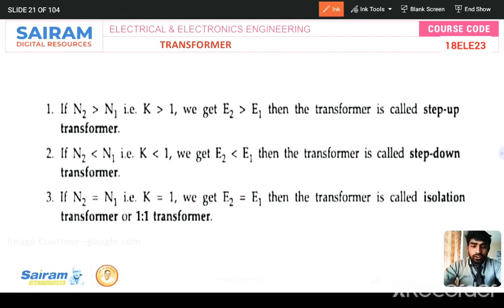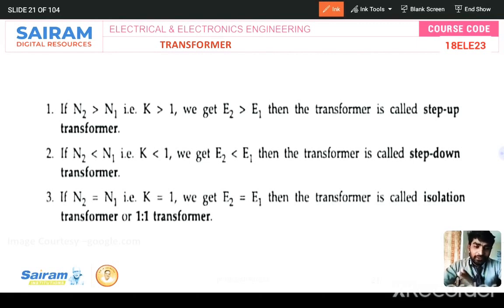And if N2 is less than N1, K is less than 1, we get E2 less than E1, then the transformer is called a step-down transformer. Where is it applicable in practice? At the backside of your gate in our college, we have a step-down transformer which converts 11 kilovolts into a 440 or 230 volts power supply.